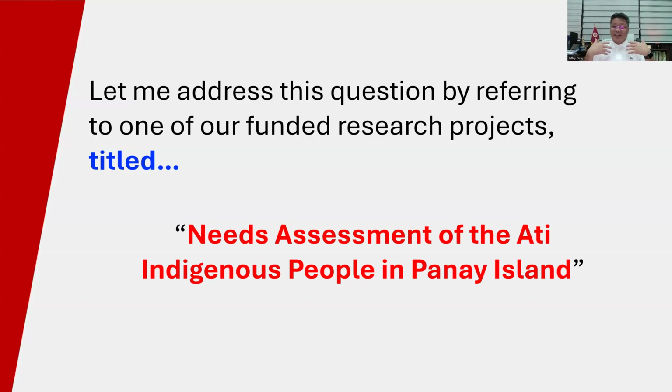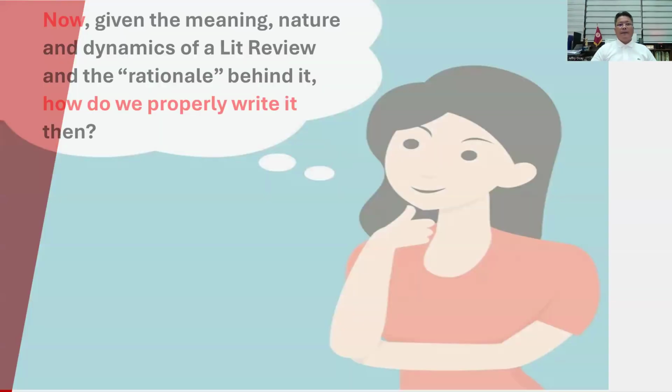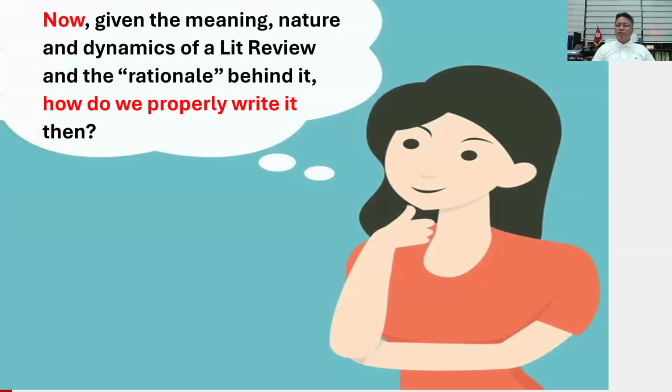I am myself a researcher. And so if you want to know more about myself, you can just type Jeffrey Okay in Google Scholar, and then my name will appear and you will know I have done research on these things. So again, as to the question, how do we write the literature review? How do we properly write it?